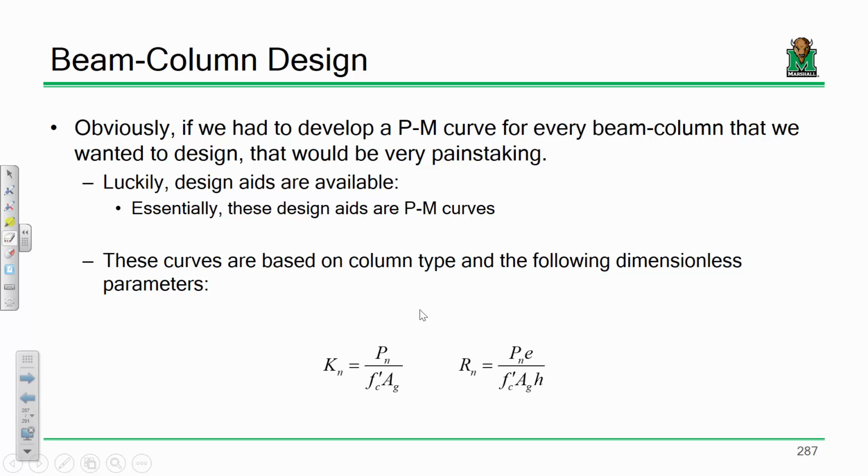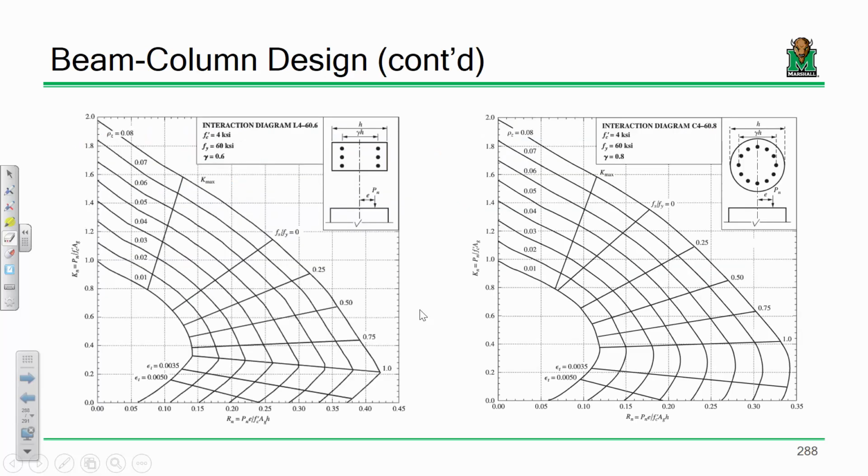Another thing that you will notice, and this is one of the reasons why these charts are so useful, is that they're essentially dimensionless. You compute two dimensionless quantities, Kn and Rn. Kn is related to your axial load effect, and Rn is related to your bending moment effect. If you follow the units, you will find that these terms are dimensionless. Because of that, we're able to use these charts for a number of different beam columns, because it's not as heavily dependent on individual dimensions. It's just a lot of algebra and a lot of plotting and a lot of time.